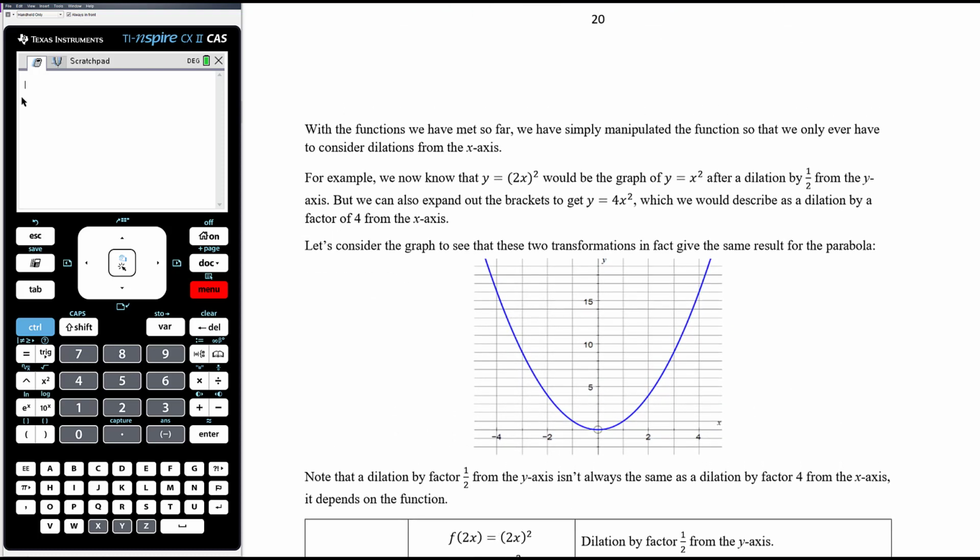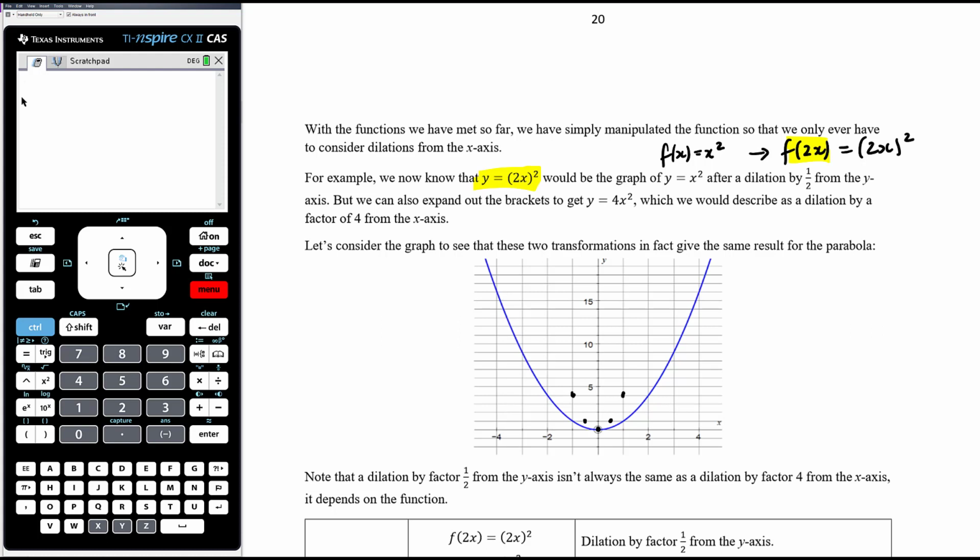So let's have this example. We now know that y equals 2x all squared would be a dilation of the graph of y equals x squared. If we think about f of x equals x squared, then f of 2x is 2x all squared, and we know that this is a dilation by a factor of a half from the y-axis. So if we take our graph of y equals 2x all squared and dilate it by half from the y-axis, our point at the origin is going to stay there. We're now going to go through half, 1 and negative half, 1. We're now going to go through 1, 4 and negative 1, 4.